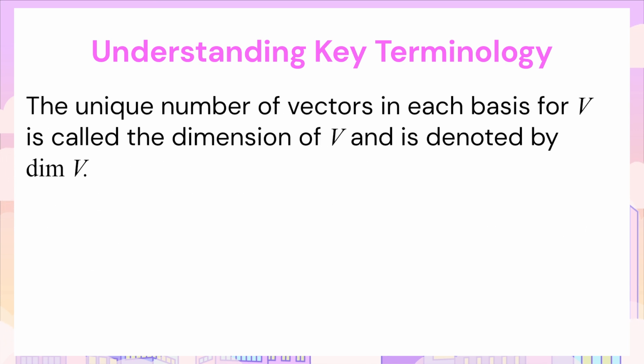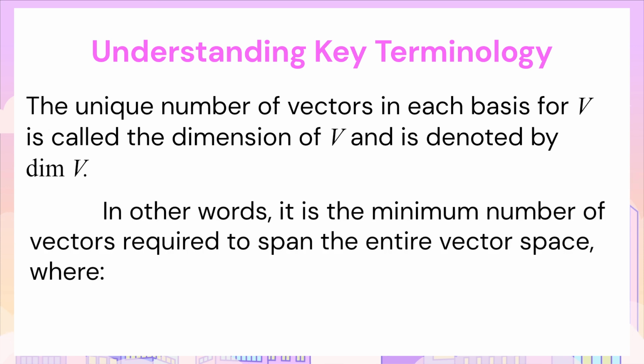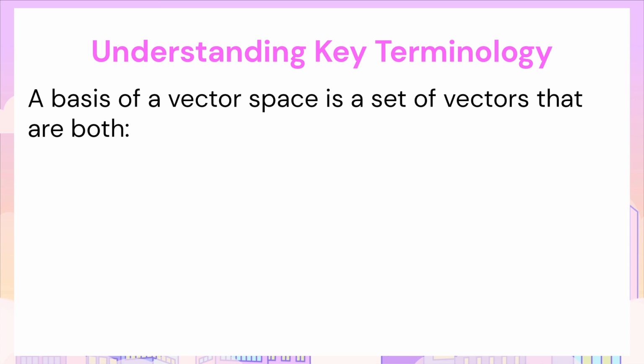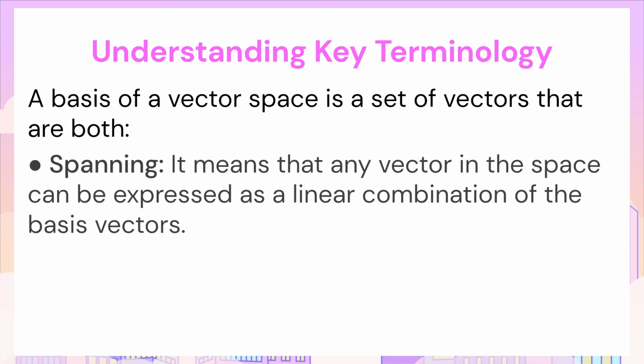The dimension of a vector space is defined as the number of basis vectors in that space. In simpler terms, it is the minimum number of vectors required to span the entire vector space, where a basis is a set of linearly independent vectors in the vector space that spans the entire space. For a set of vectors to span a vector space, it means that any vector in the space can be written as a linear combination of the vectors in that set. Simply, the set generates the entire vector space through scaling and adding its vectors together.